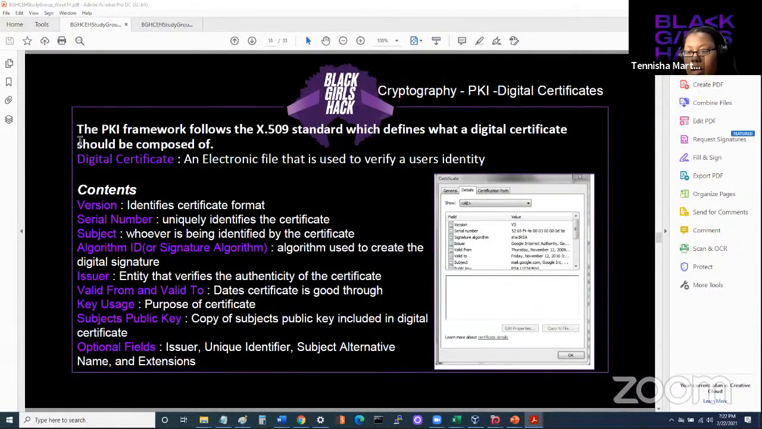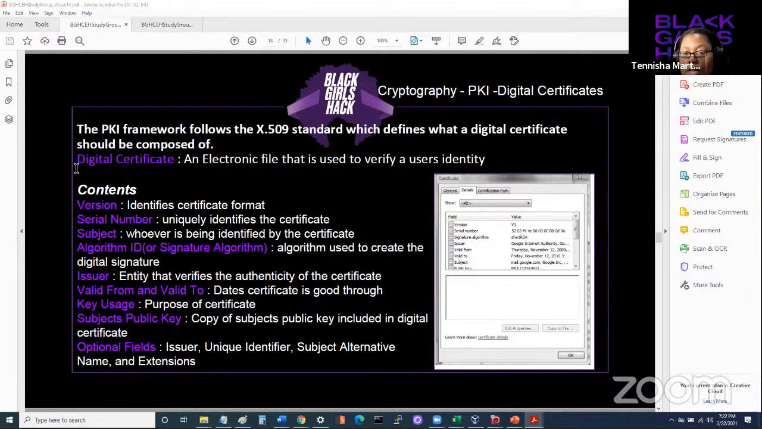All right, so digital certificates. If you have ever looked at your certificates, this is probably what it looks like on a Windows machine. The PKI framework follows the X509 standard. I did see something about X509 on my exam, so if you have never seen that before or have no idea, you should just know it.